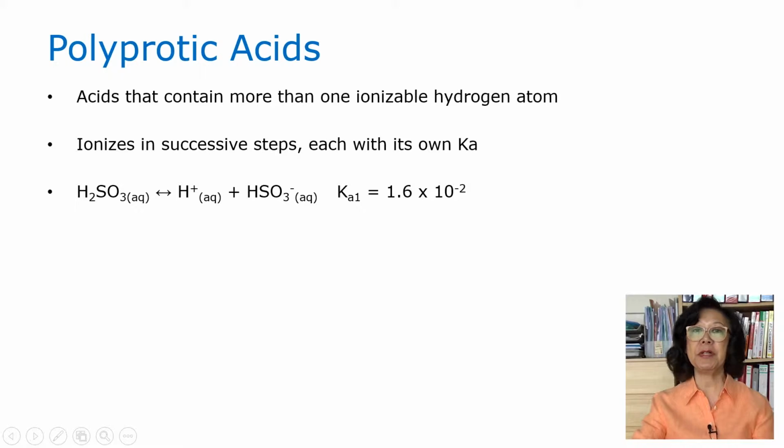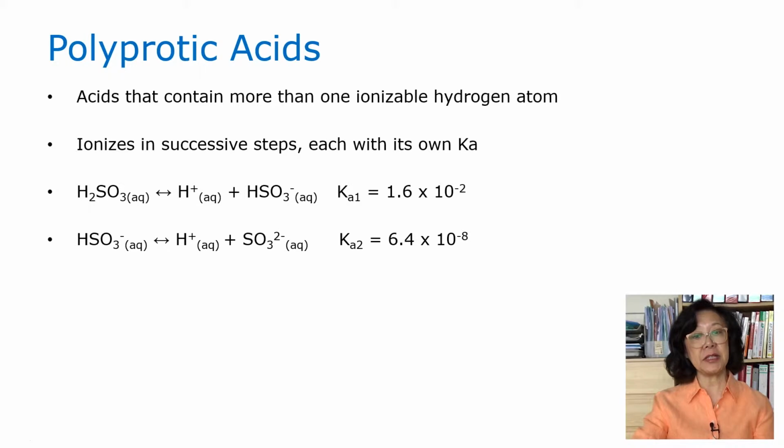For example, if we take sulfurous acid, it will ionize in the first step to give the first hydrogen ion and form the hydrogen sulfite ion with a minus 1 charge. Ka1 is 1.6 times 10 to the minus 2. Then in the second step, this hydrogen sulfite ion will ionize to form the second proton and the sulfite 2 minus ion. Ka2 is 6.4 times 10 to the negative 8.